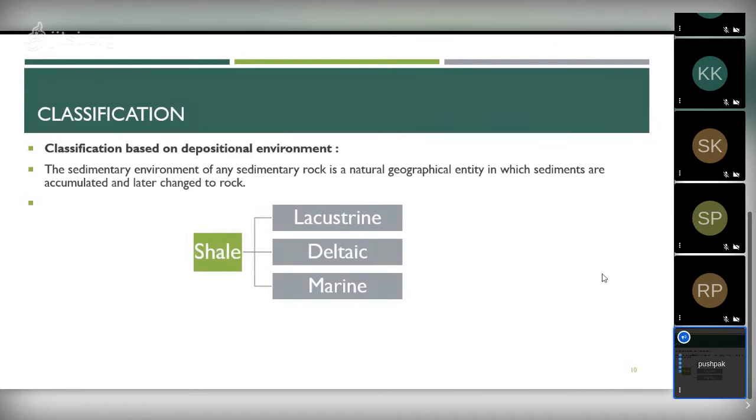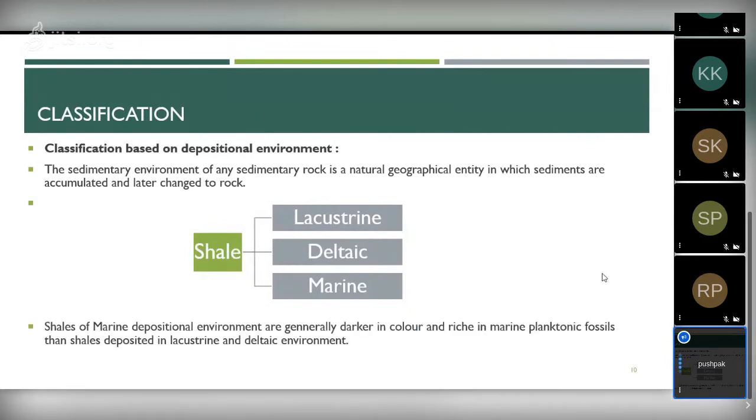Shales of marine depositional environment are generally darker in color and rich in marine planktonic fossils than shales deposited in lacustrine and deltaic environments. And thus, these marine shales can have larger deposits of petroleum oil and gas.